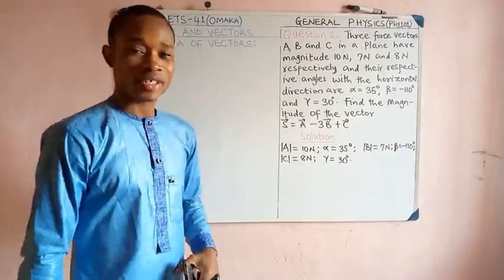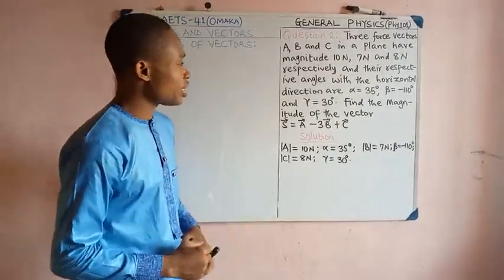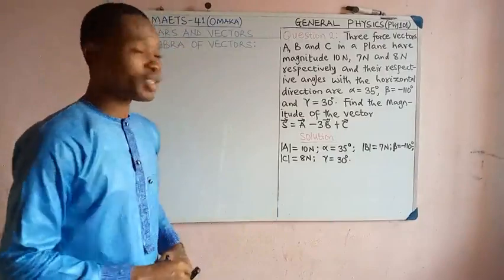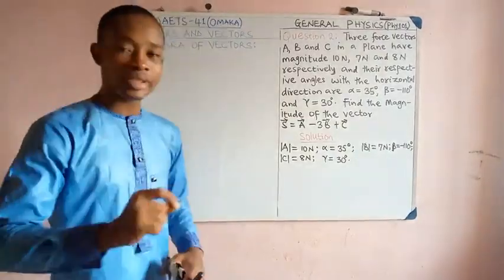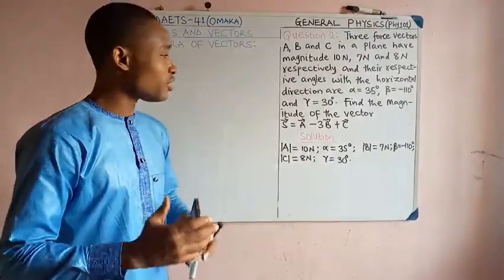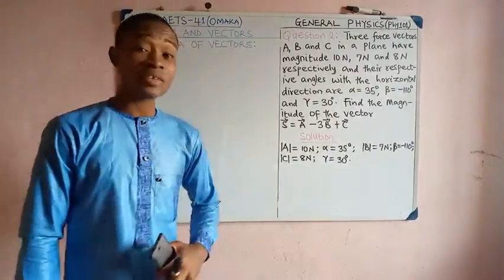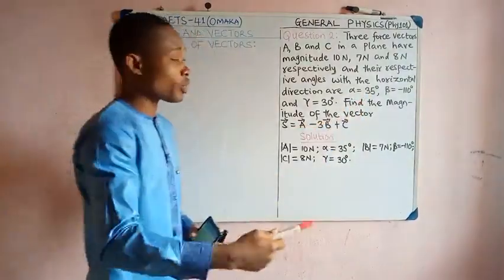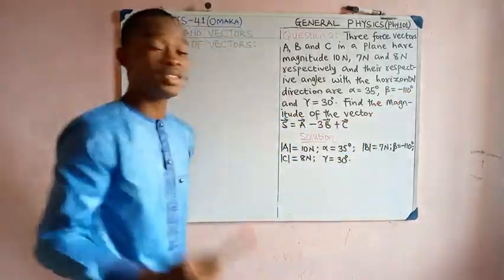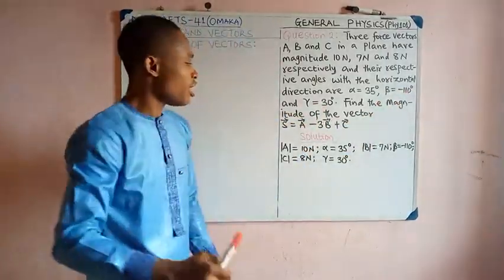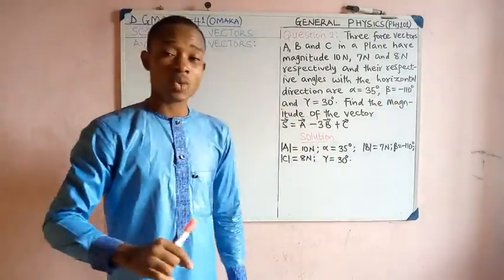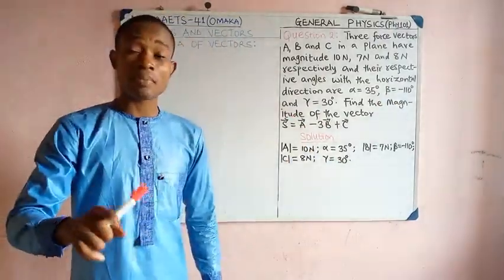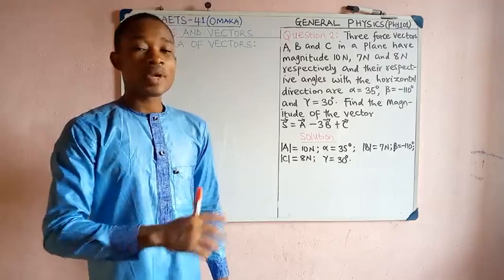It's an interesting one. 3 force vectors A, B, C in a plane have magnitudes 10 Newton, 7 Newton, and 8 Newton respectively. And their respective angles with the horizontal direction are alpha equal to 35 degrees, beta equal to minus 110 degrees, and gamma equal to 30 degrees. Find the magnitude of the vector S equal to A minus 3B plus C. How do we approach this question?